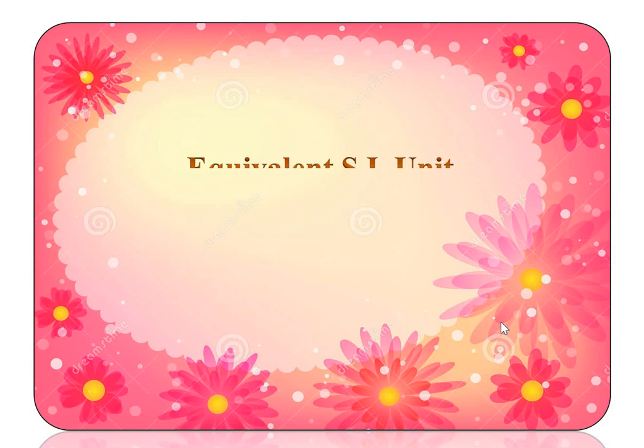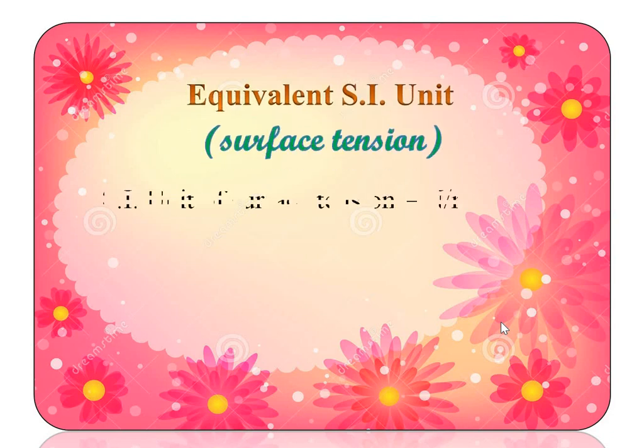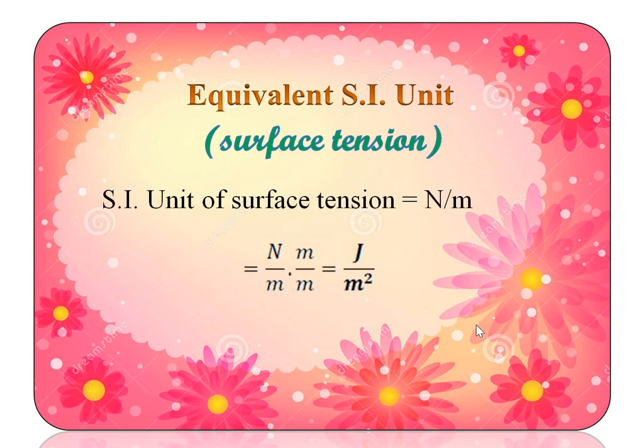The next point is the equivalent SI unit of surface tension. As we know, the SI unit of surface tension is Newton per meter. This Newton per meter can be multiplied and divided by meter. We get Newton meter per meter square. That means we simply get joule per meter square. So remember, this one is the equivalent SI unit of surface tension.